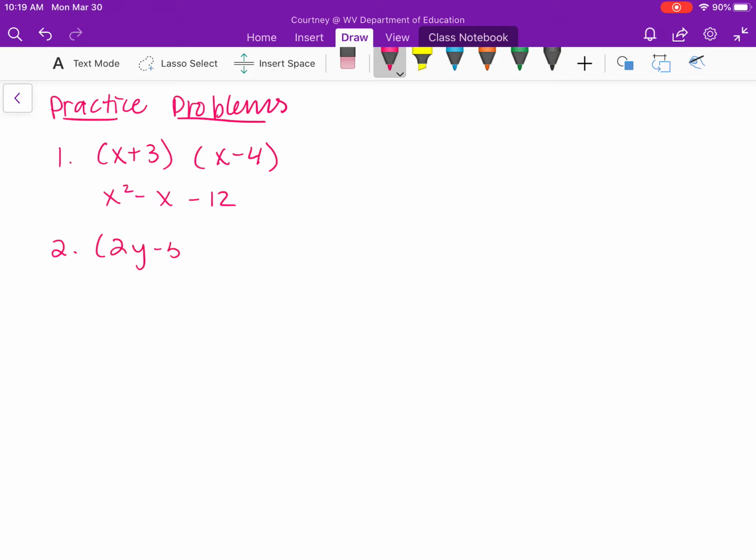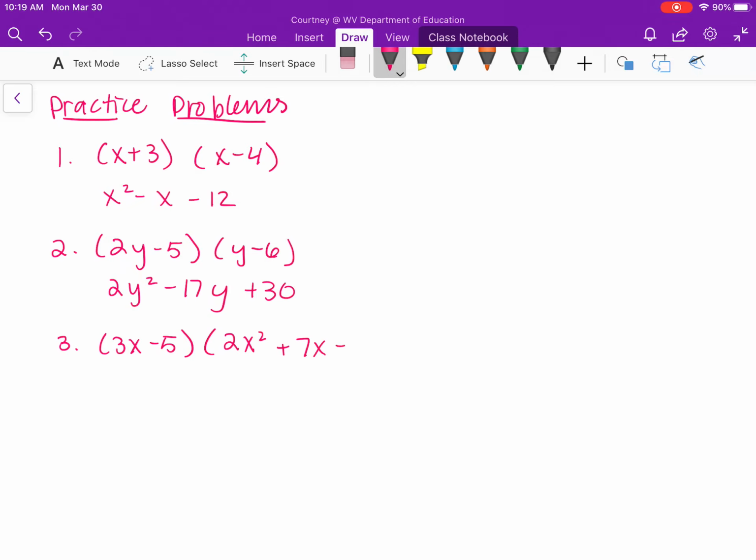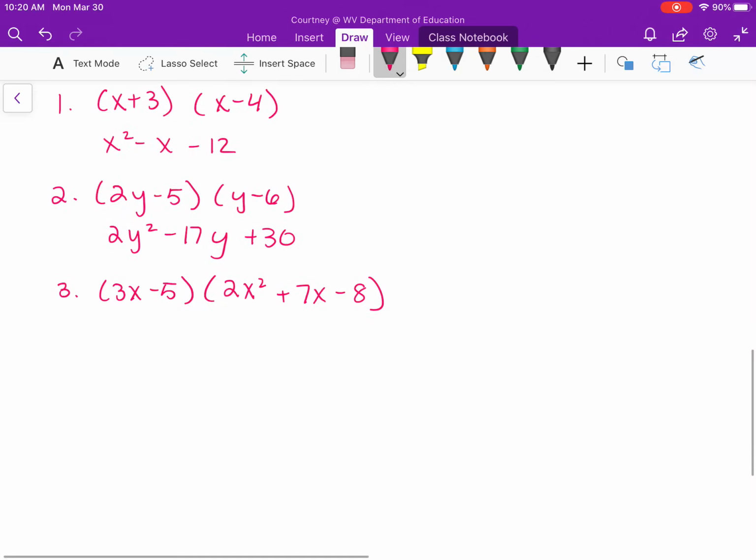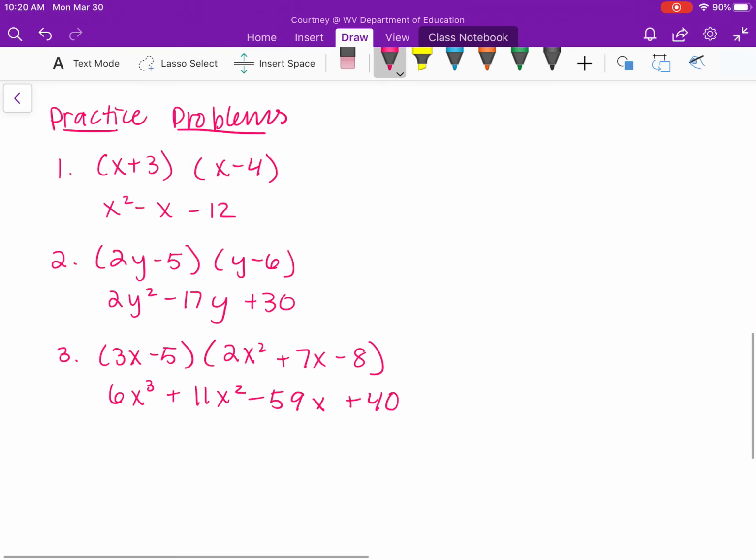Next, we have 2y minus 5 times y minus 6. And our answer for that. And number 3 is 3x minus 5 times the trinomial 2x squared plus 7x minus 8. And that answer is 6x cubed plus. Okay, so there are your practice problems.